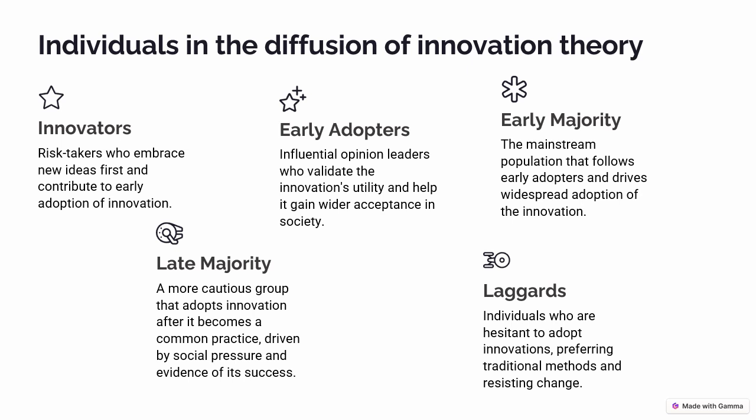Early adopters. These are influential opinion leaders who validate the innovation's utility and help it gain wider acceptance in the society. Early majority. The mainstream population that follows early adopters and drives widespread adoption of innovation. The late majority. A more cautious group that adopts innovation after it becomes a common practice, driven by social pressure and evidence of its success, while the laggards are individuals who are hesitant to adopt innovations, preferring traditional methods and resisting change.